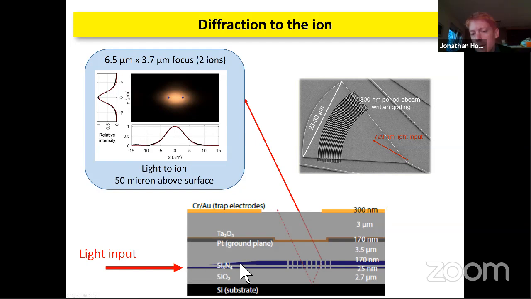We input light into the waveguides, and light comes out in a rather nice Gaussian beam and hits our ions. The nice thing about this, right, is that any vibrations in the chip are common mode between the trapping and the light delivery. So we don't have to worry about beam pointing fluctuations or anything like that. So what does the device look like?